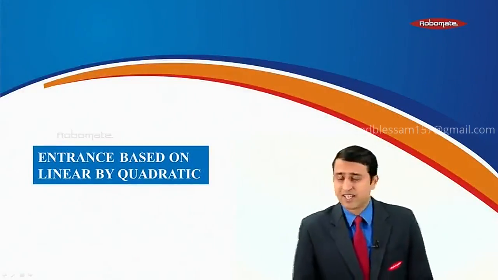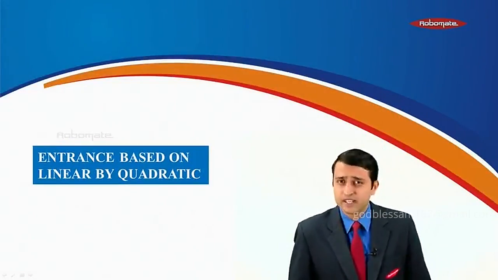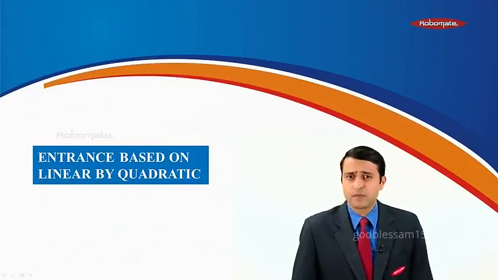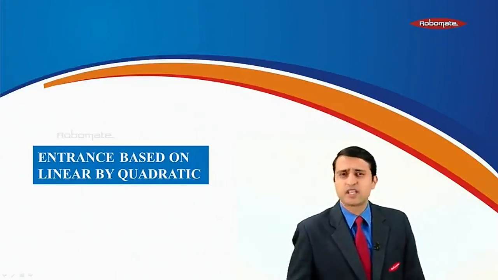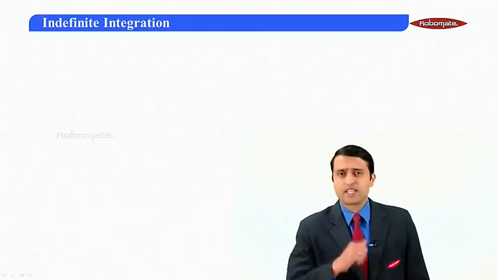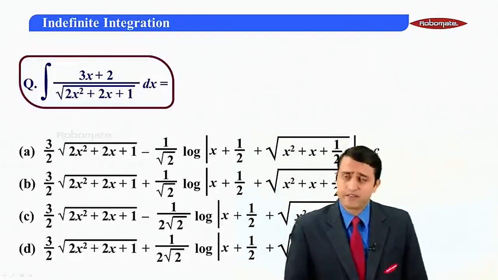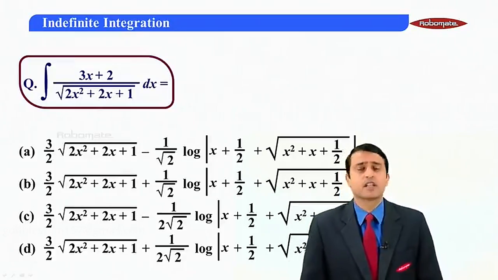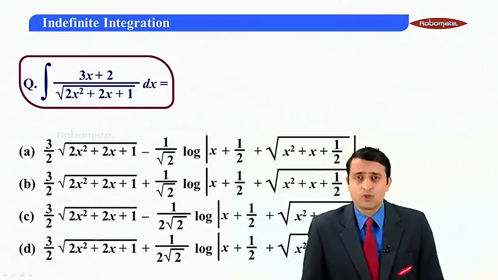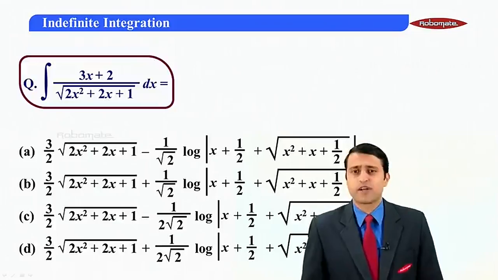Hello my dear students, let us continue our discussion of the entrance method for solving the type linear biquadratic, or let us say linear by root quadratic also. Let's take the first example in this. We have to evaluate and mark the correct option for the integral (3x plus 2) upon root of (2x square plus 2x plus 1) dx.